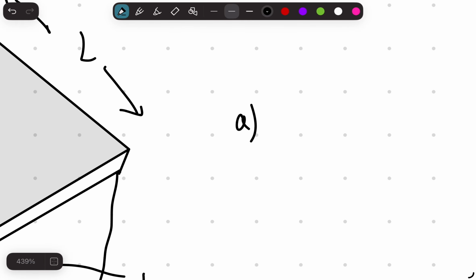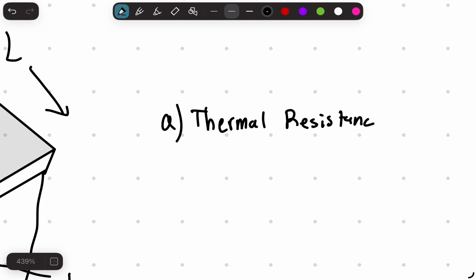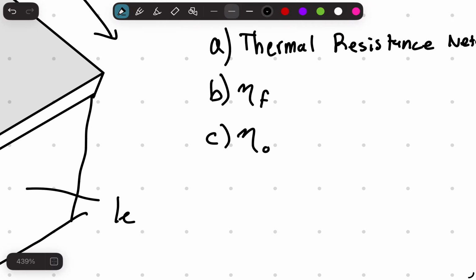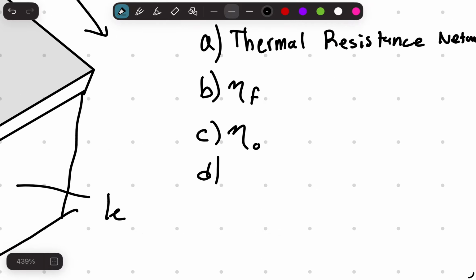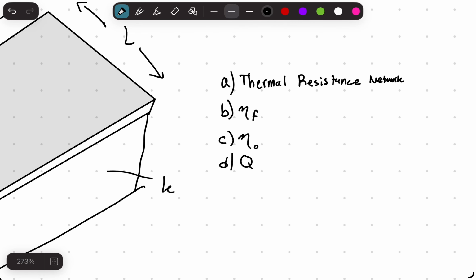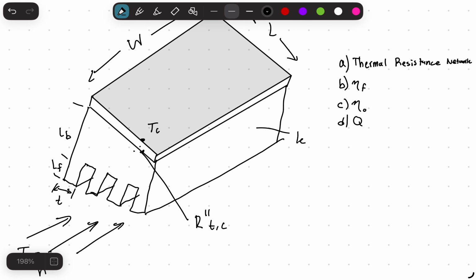So part A will be asking for thermal resistance network. Part B will ask for the efficiency of a single fin. Part C will ask for the efficiency of the overall fins. Part D will ask for the heat rate. So let's just jump straight into it.